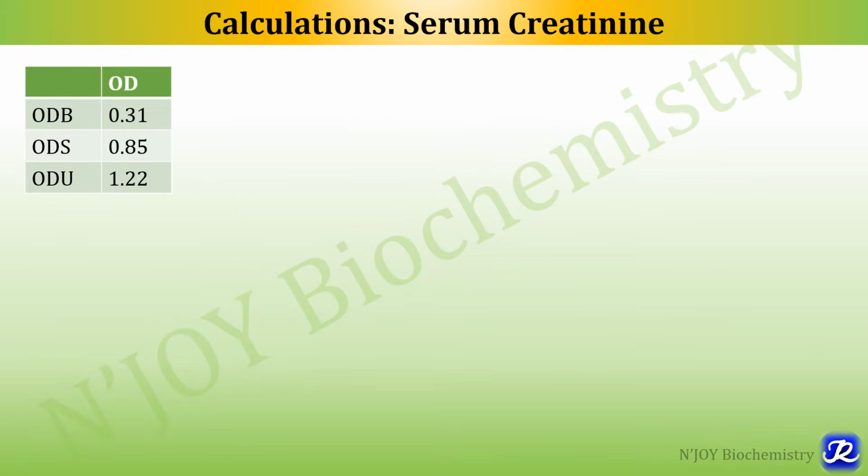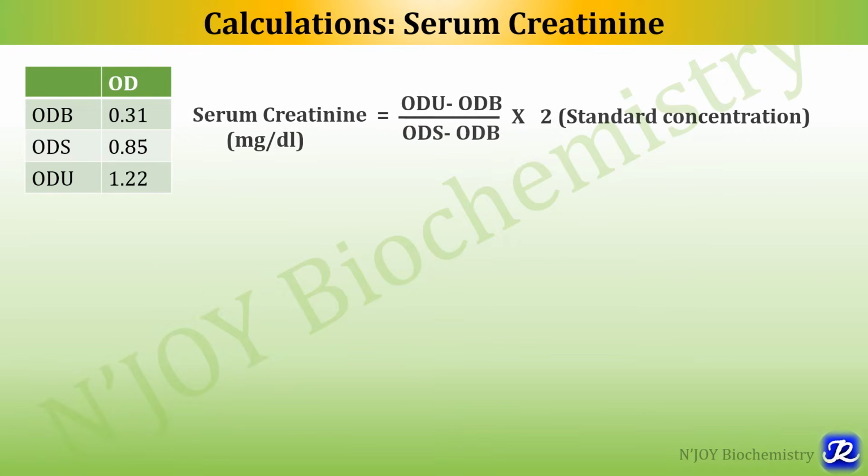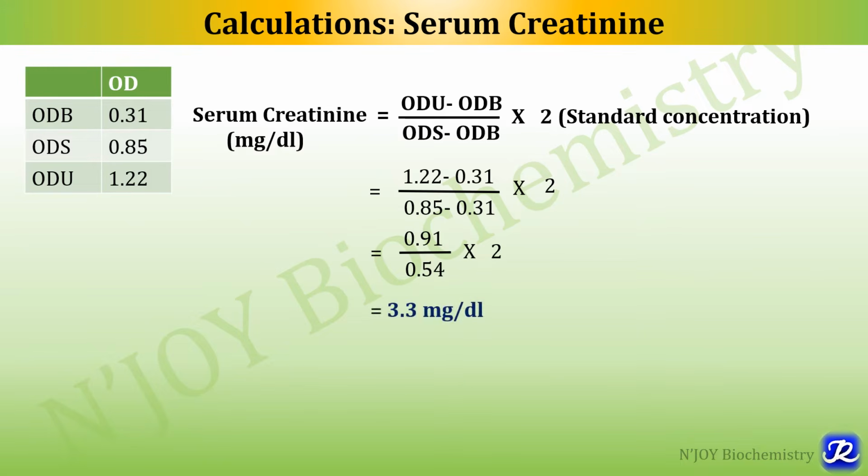Now let's do the calculation with the help of ODs that we have got. The formula is serum creatinine in milligram per deciliter is equal to OD of unknown minus OD of blank divided by OD of standard minus OD of blank multiplied by 2, which is the concentration of standard here. We are putting all the values. OD of unknown is 1.22 minus OD of blank is 0.31, OD of standard is 0.85 minus OD of blank is 0.31, multiplied by 2, and we get the answer 3.3 milligram per deciliter. So the result is the concentration of serum creatinine is 3.3 milligram per deciliter.